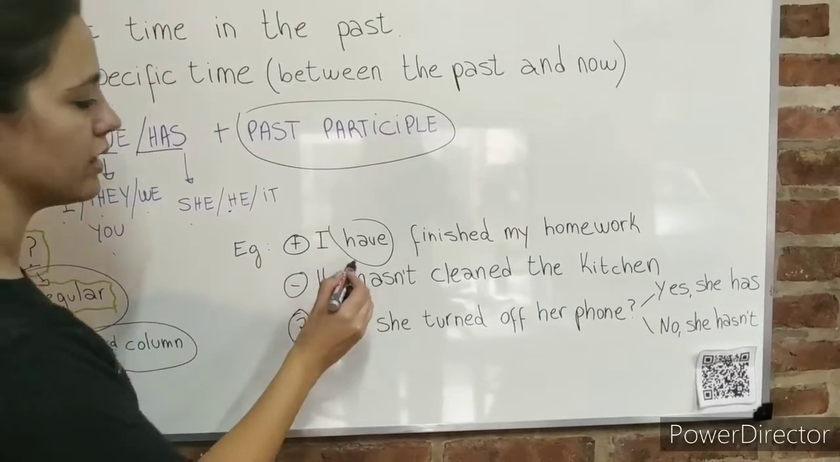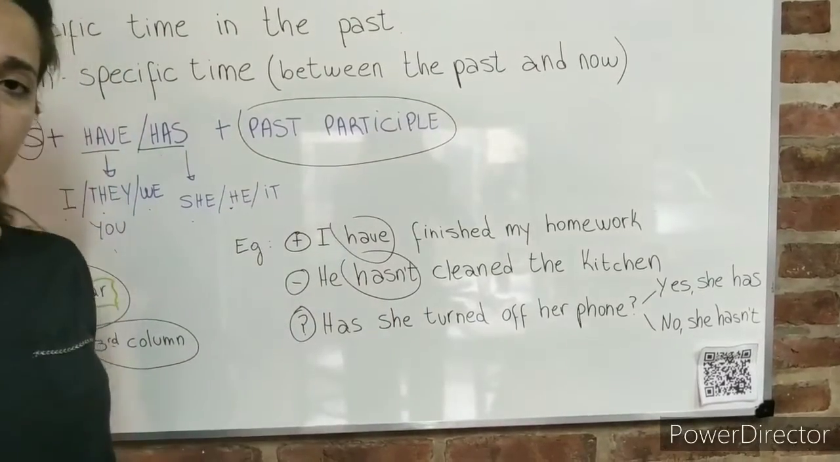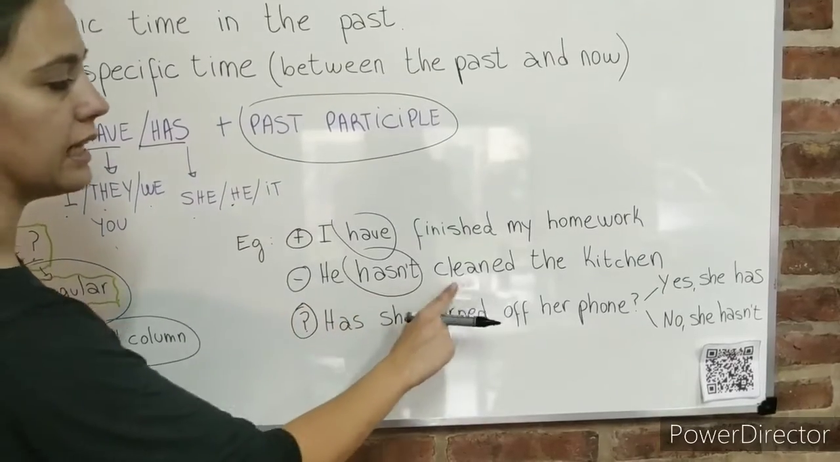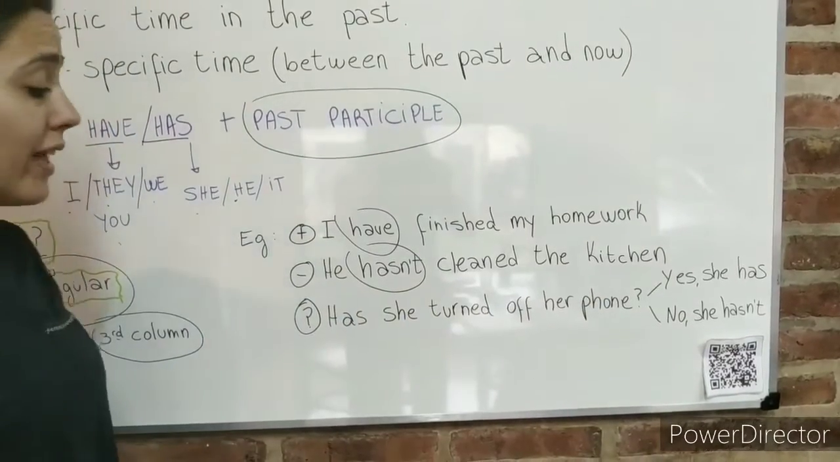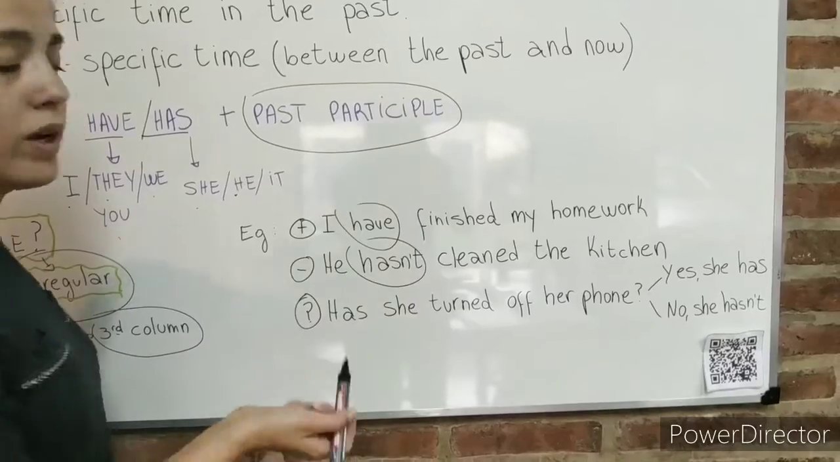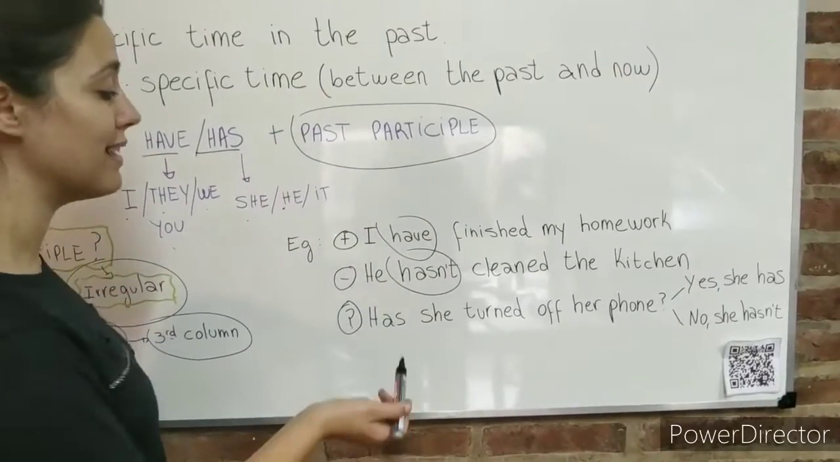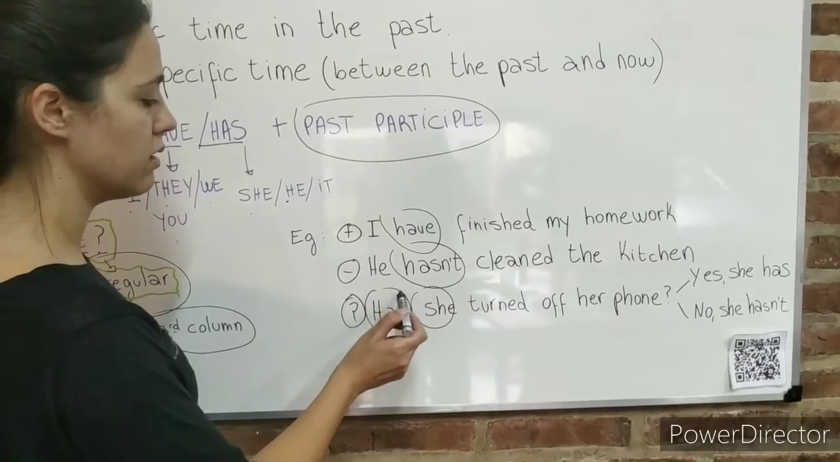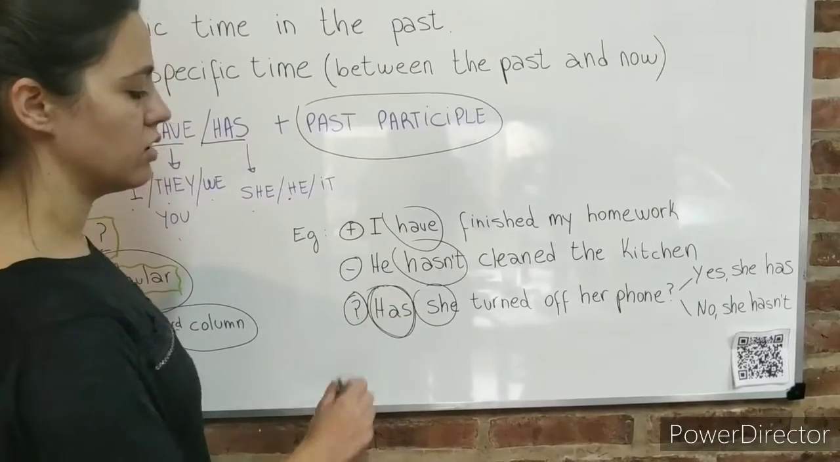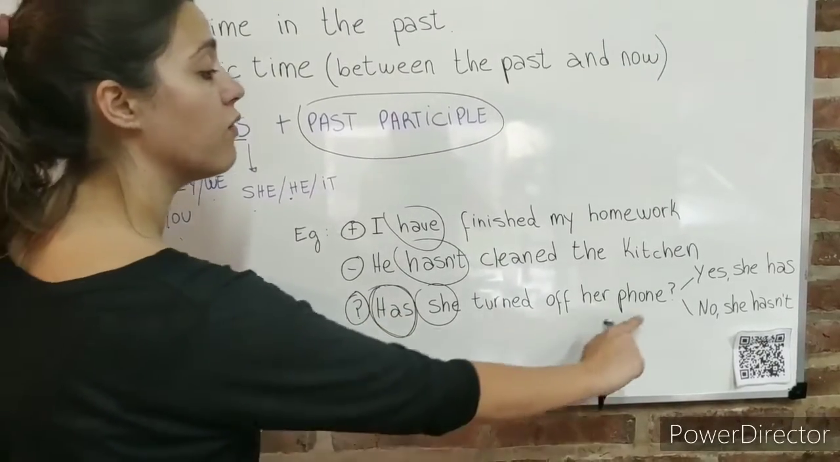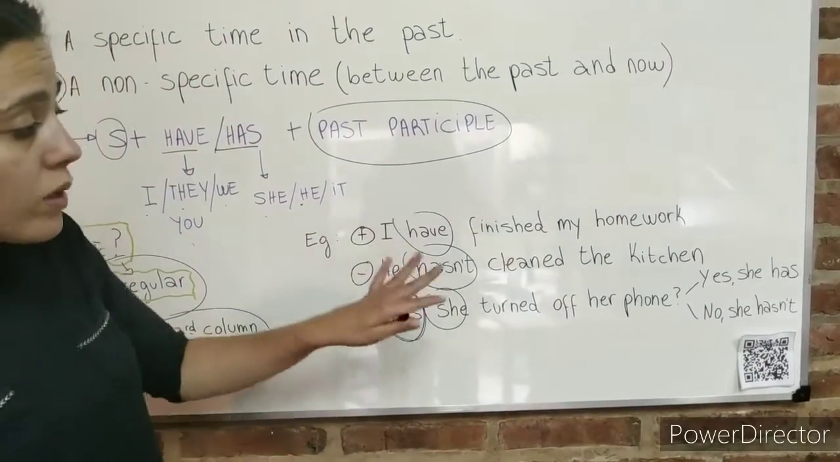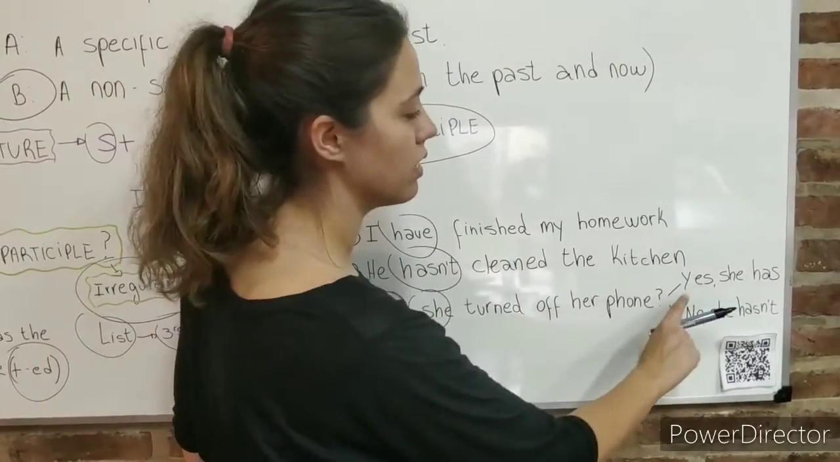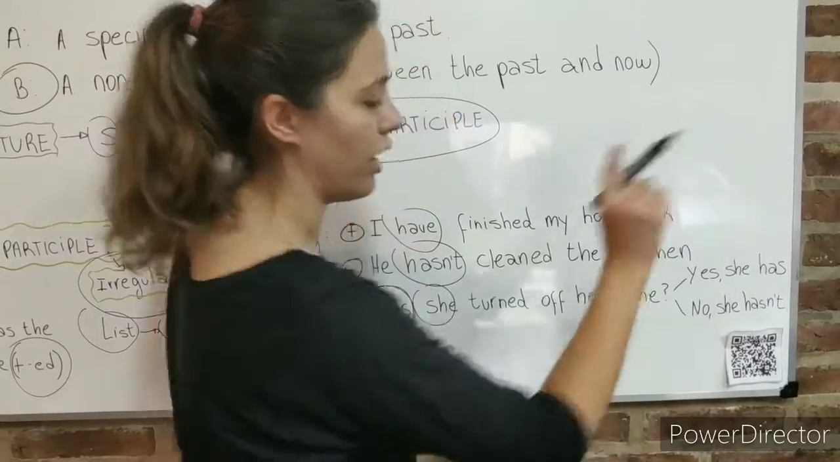Si es negativo, lo que tienen que hacer es negar el auxiliar. So we have, he hasn't cleaned the kitchen. And then, if we have the question, we have to do an inversion. Tenemos que invertir el orden entre el sujeto y el auxiliar. Por eso es que has está acá adelante. So we have, has she turned off her phone? And we have there the short answers. Yes, she has. No, she hasn't.